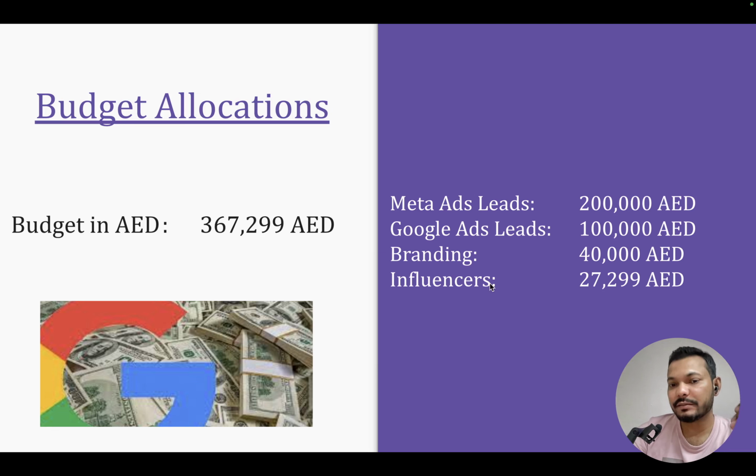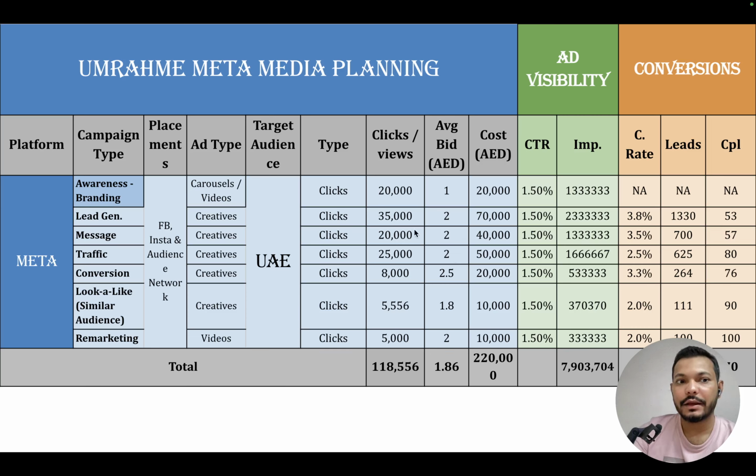The reason why this amount is going to influencers is because I received a request that we also have to allot some amount to influencers. However, we don't have the influencer marketing plan over here. In our marketing media planning, we will be having the budgets allocated to Meta, Google, and branding. Now, this is the media plan for Meta.